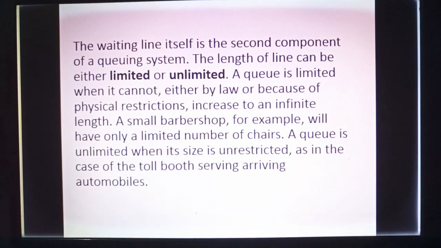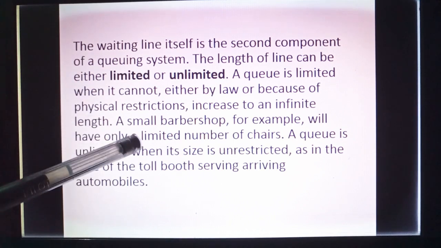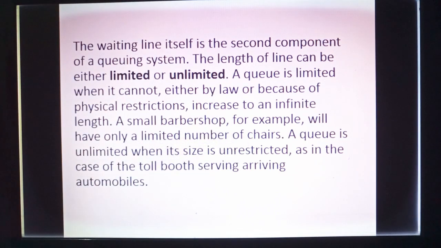The waiting line itself is the second component of a queuing system. The length of the line can be either limited or unlimited. A queue is limited when it cannot, either by law or because of physical restrictions, increase to an infinite length. A small barber shop, for example, will have only a limited number of chairs. So this is basic. A queue is unlimited when its size is unrestricted, as in the case of a toll booth serving arriving automobiles. So that is unlimited.